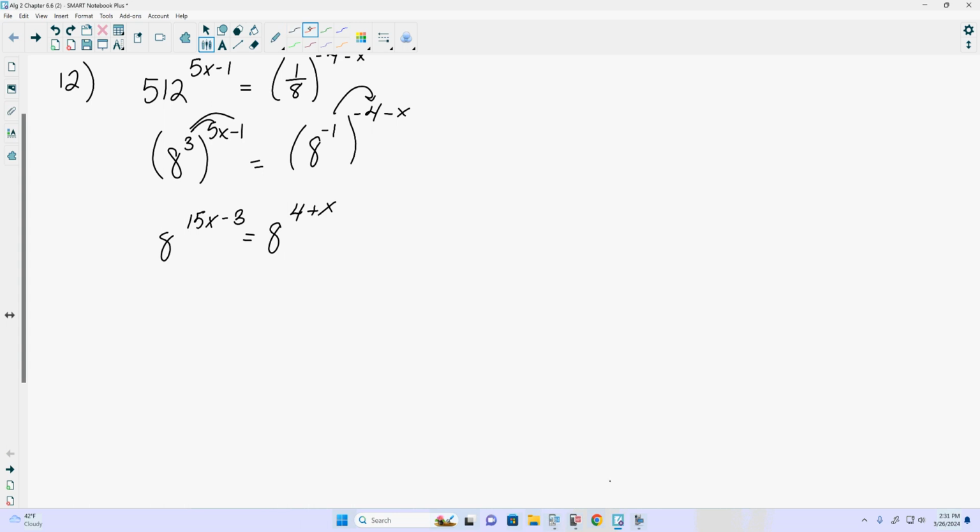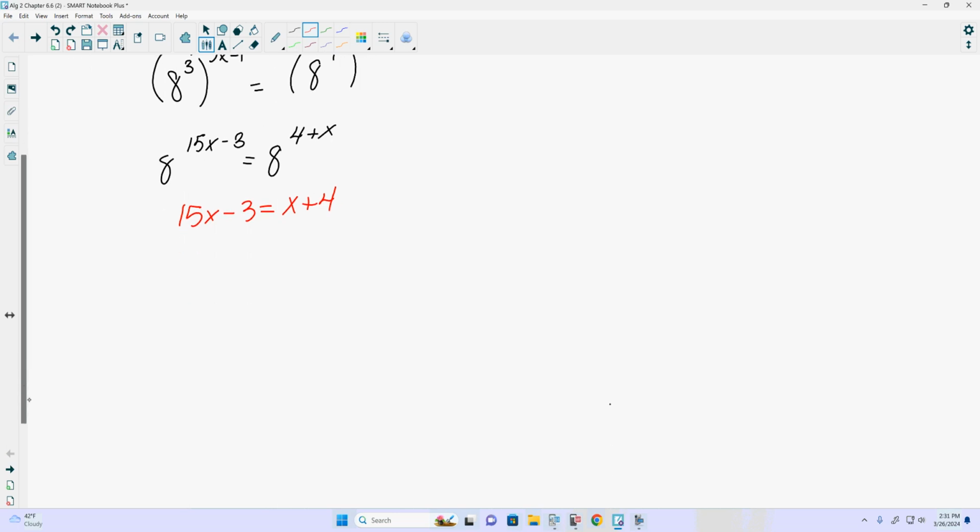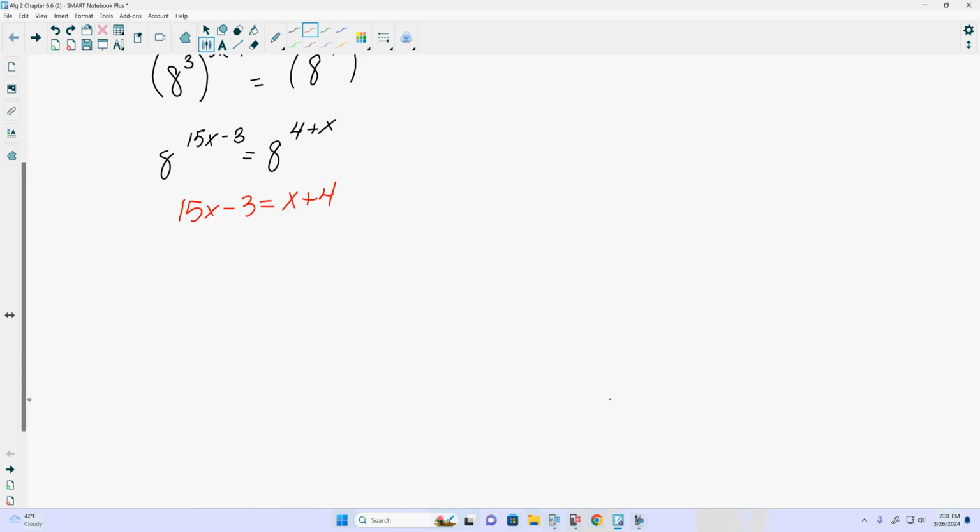Since the bases are the same, the exponents have to be equal. Now I'm going to flip our 4 plus x around to x plus 4. It is the same thing, we just rewrote it. Now we just need to solve for x. There's different things we can do first. I'm going to subtract x first. Minus 14x minus 3 is equal to 4.